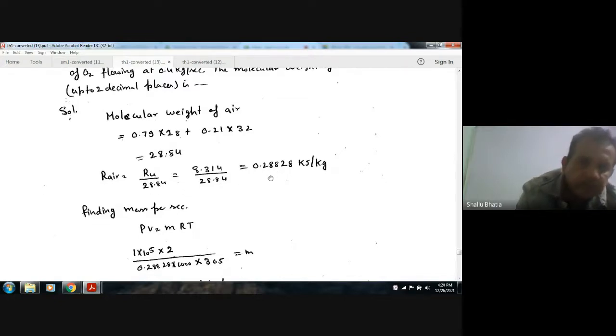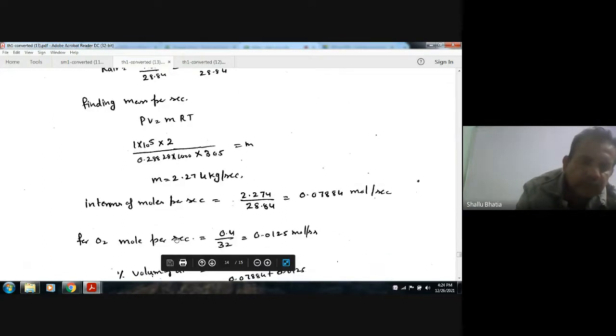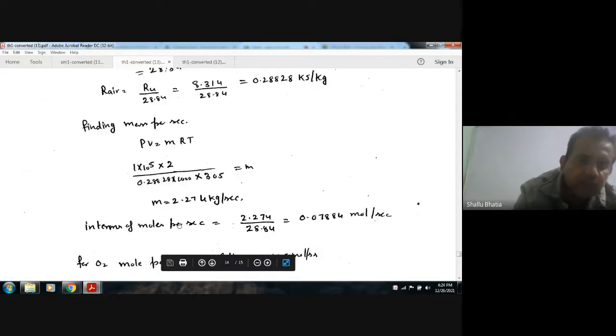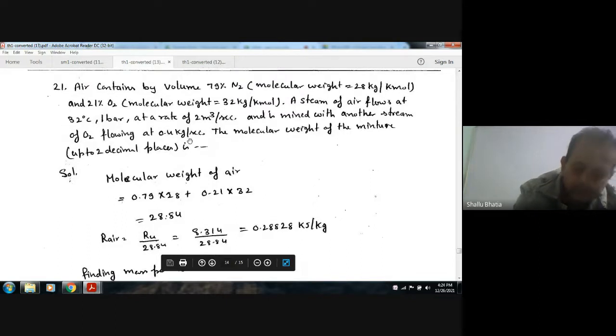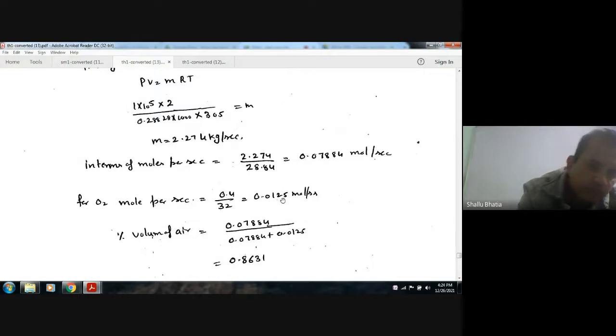Using P V = m R T, we have P, we have V, we have R, we have T, so we can have m. Now this is the mass of air in terms of kilogram per second, and we know the molecular weight. So the moles of air per second is m divided by 28.84. And moles of O2: 0.4 kg of O2 is flowing, so moles of O2 is 0.4 by 32, which is 0.0125 moles per second.